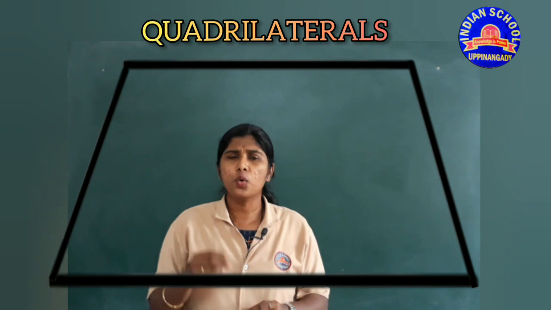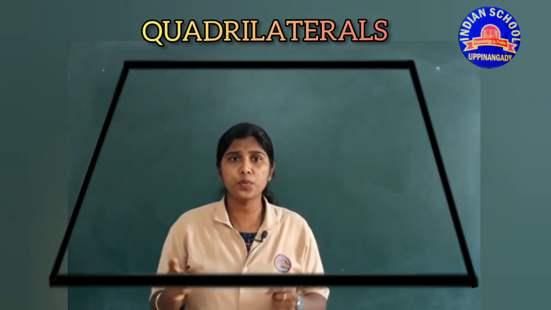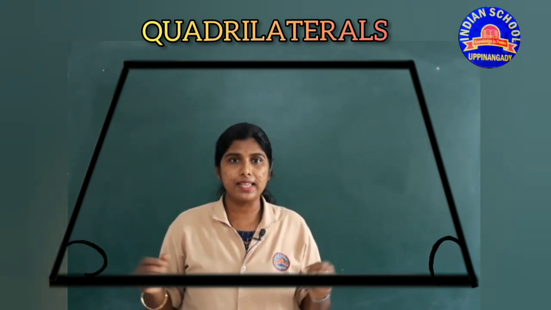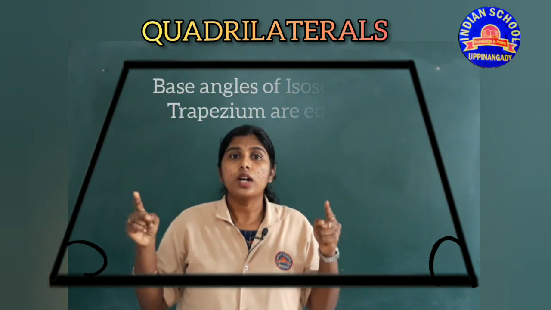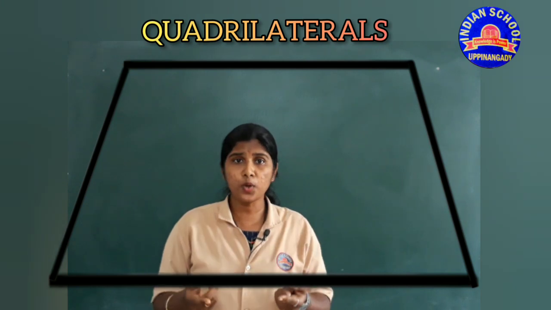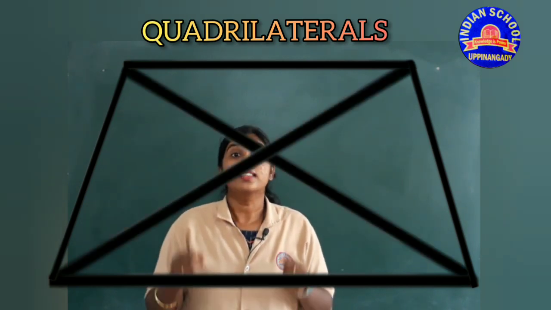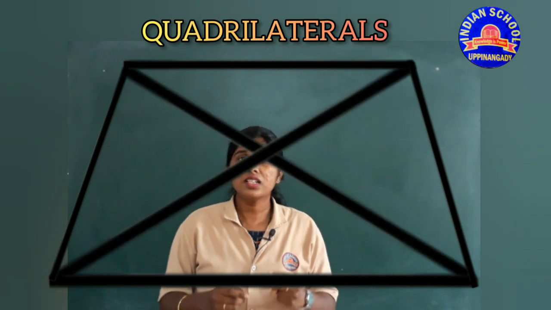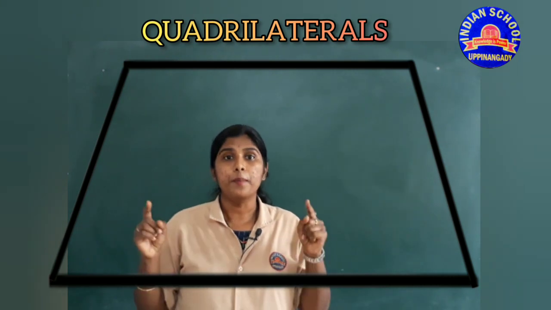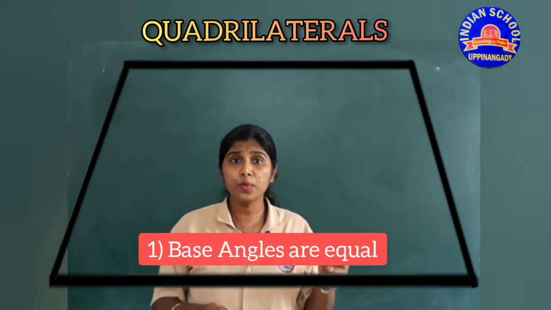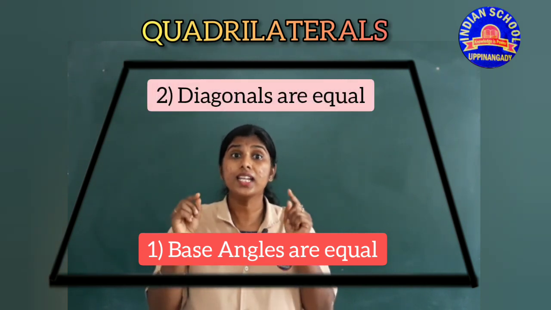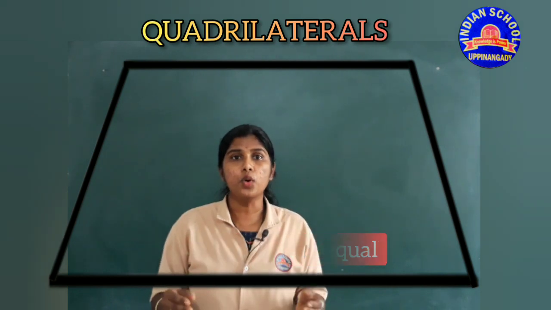So, here we have only two properties. The first property is about the base angles of the trapezium. The base angles of an isosceles trapezium are equal, and the next property is about diagonals. Diagonals are equal. So, these are the two properties which you have to remember. The first property says base angles are equal, and the second property, the two diagonals, they are equal in length. So this is about trapezium.